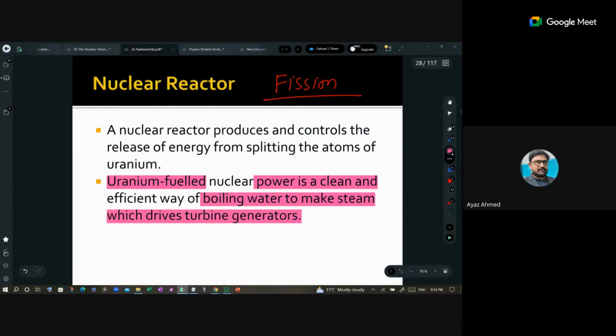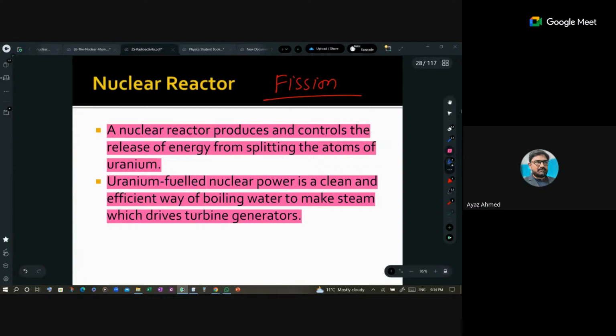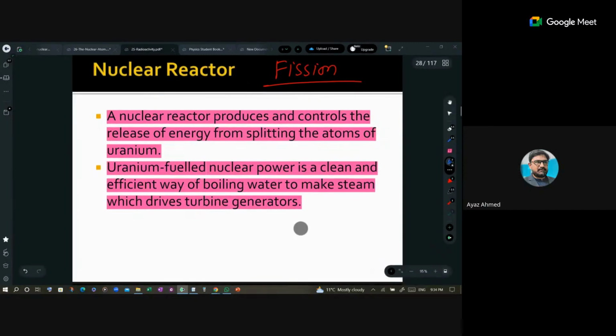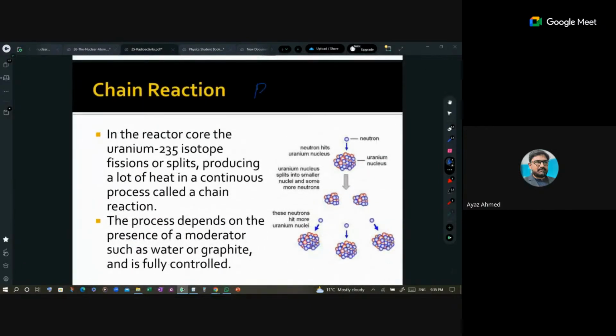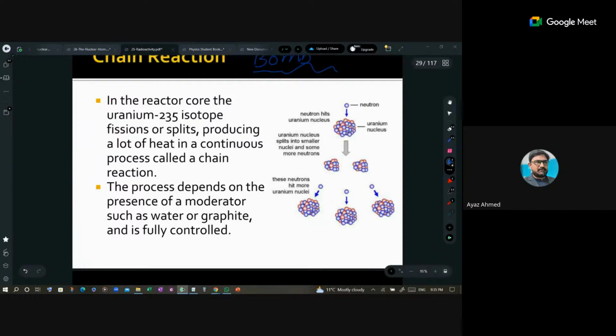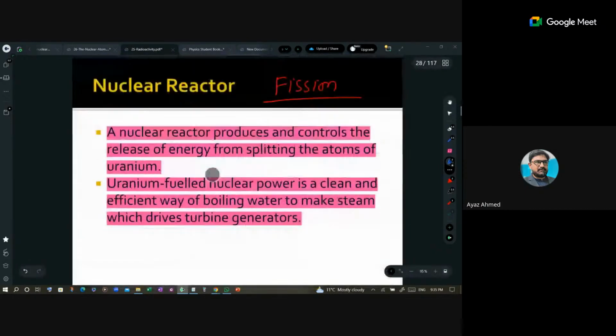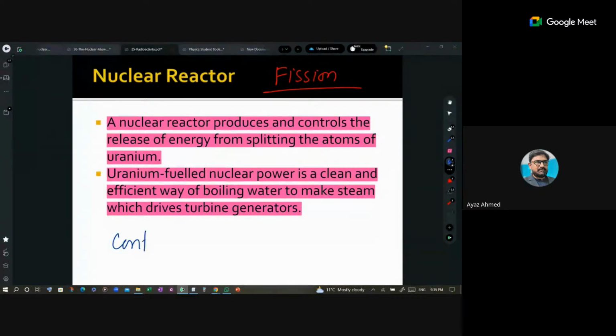This is a perfect description of a nuclear power reactor as a whole. During the splitting of uranium, heat energy is produced, and that heat is used to boil the water and produce steam, and that steam runs the turbine generator, and electricity is generated. This is basically what happens in a nuclear bomb too. In a nuclear bomb we don't need a controlled reaction, but here we perform a controlled reaction. Okay, what do we do here?